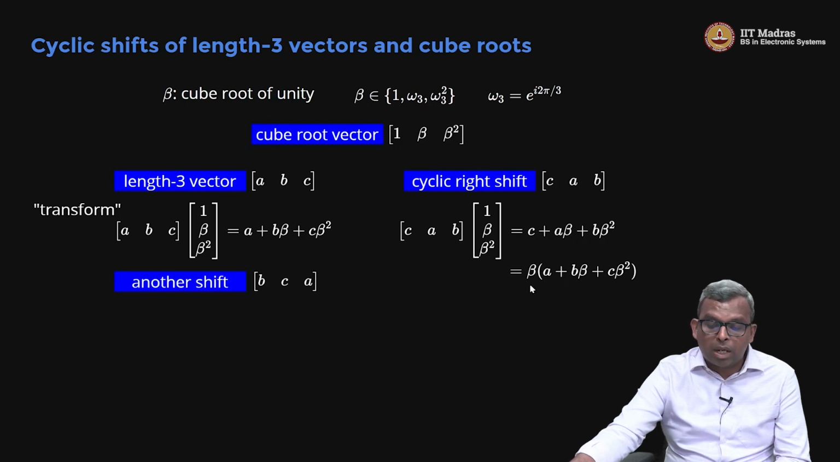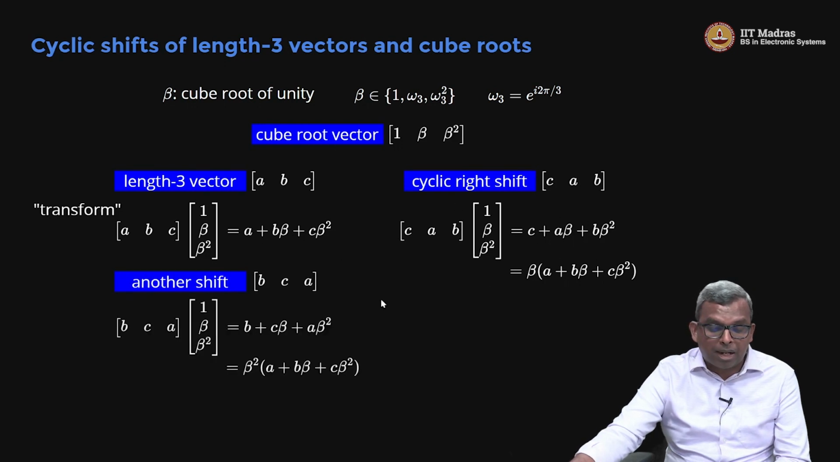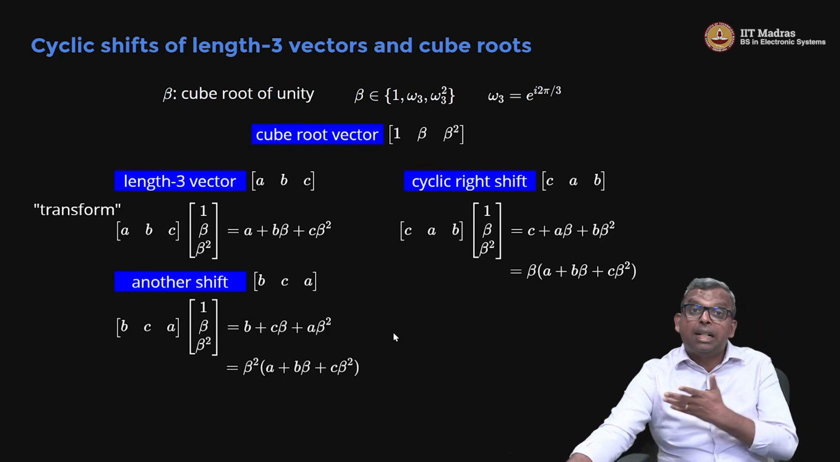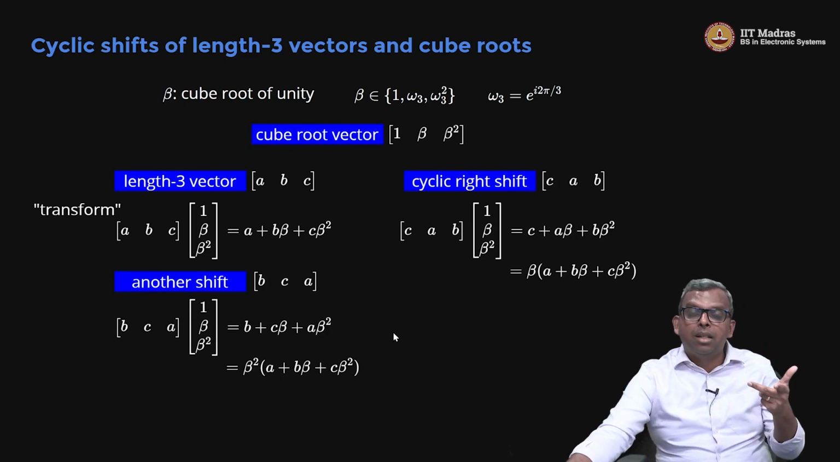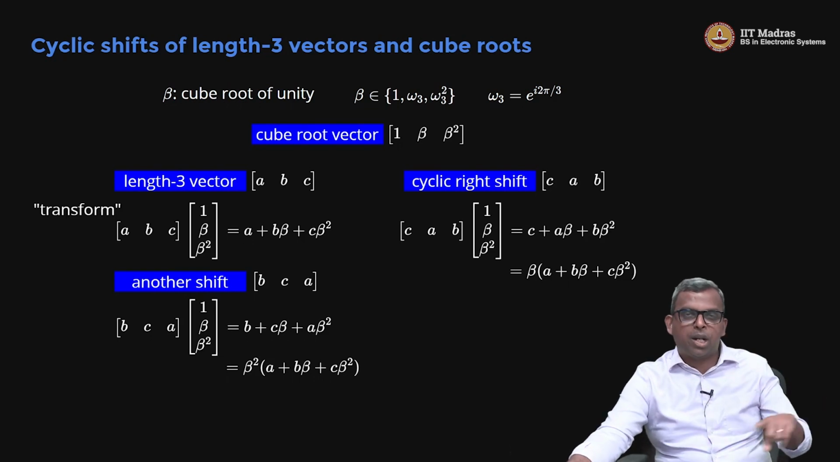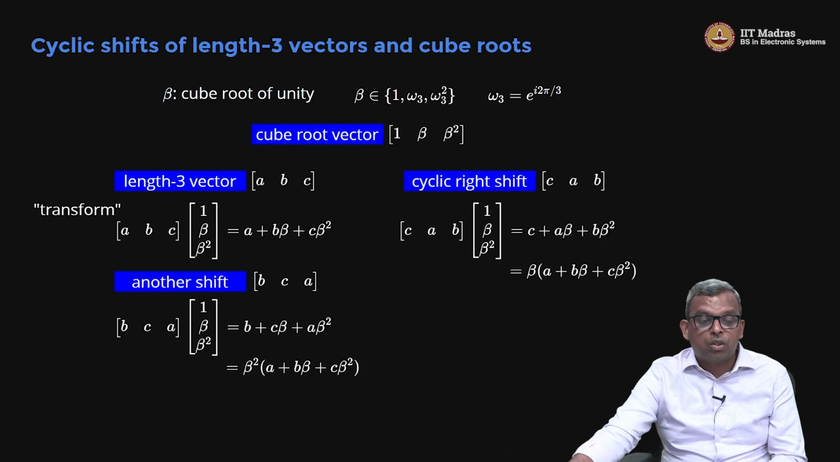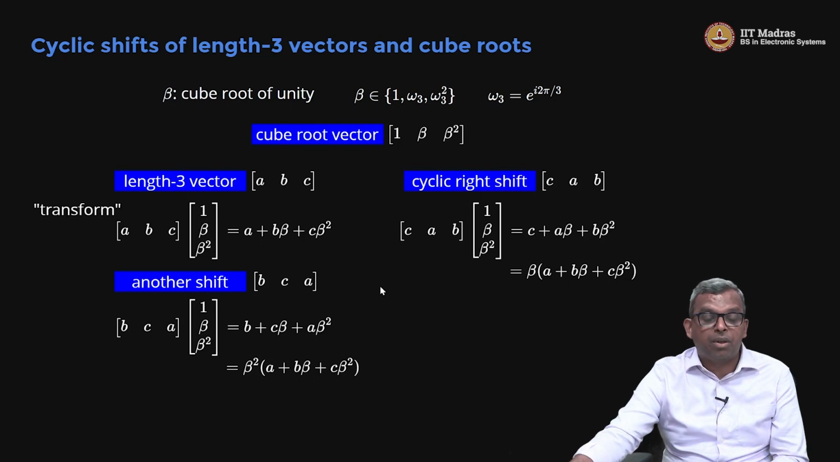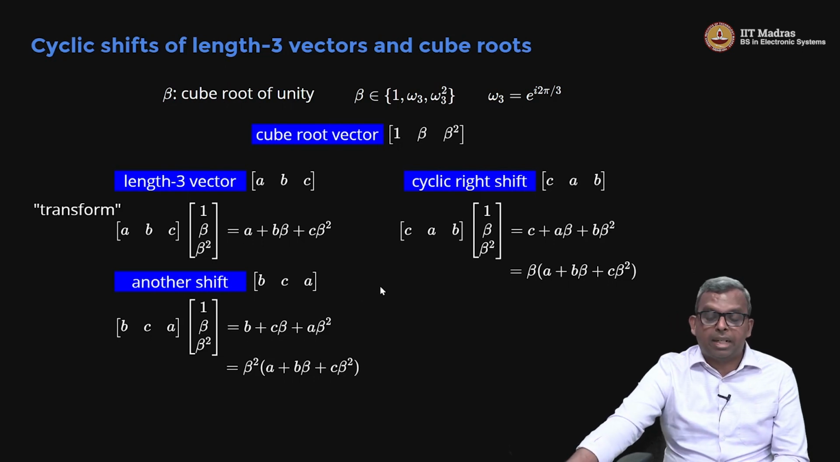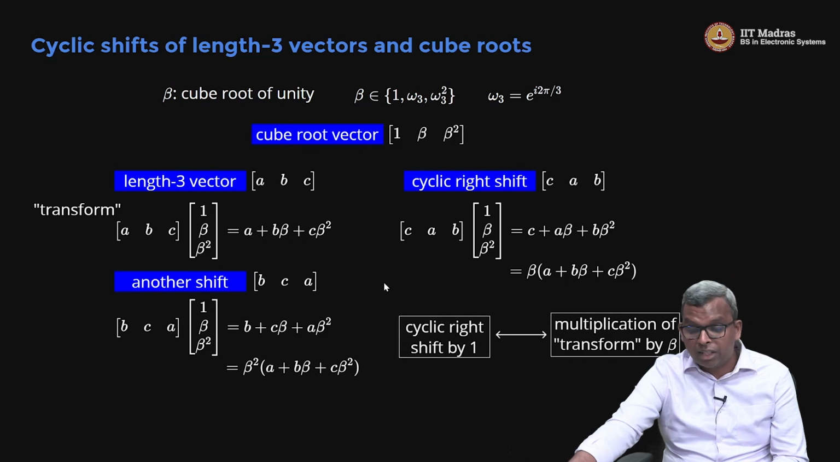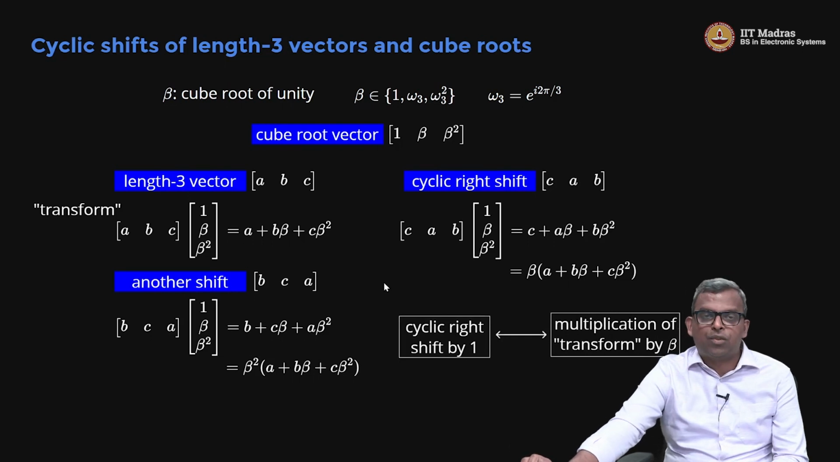Supposing you do another shift, what will happen? You just take this and multiply by another beta, right? So you will get beta squared. The first shift is beta, the second shift is multiplication by beta squared. If you shift the third time, it's multiplication by beta power 3, but beta power 3 is 1, so you go back to the same thing. You keep going round and round like that. That is the wonderful little connection between cyclic shifts of length 3 vectors and cube roots. So cyclic right shift by 1 is multiplication of the transform by beta.